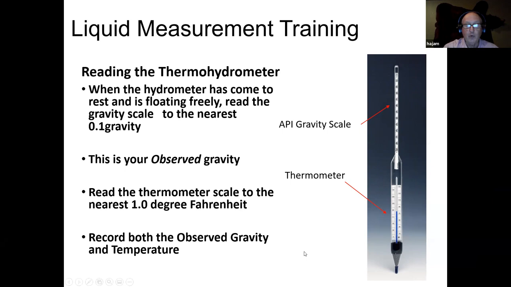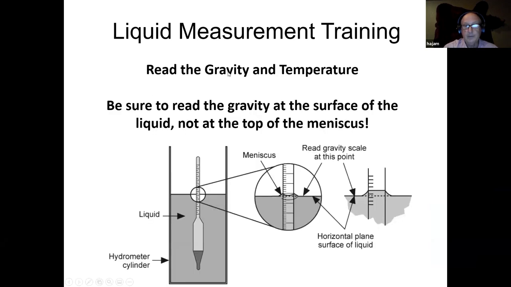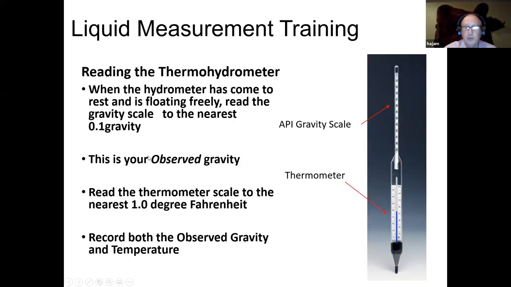And then we want to record the temperature. Read the temperature to the nearest 1 degree Fahrenheit, and record those. You're going to need that information to calculate CTL and API gravity at 60.